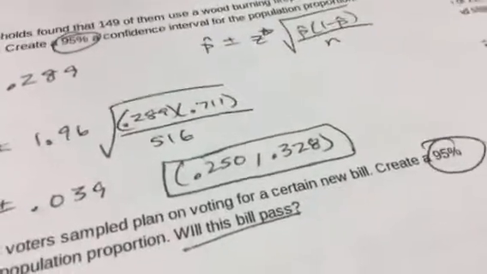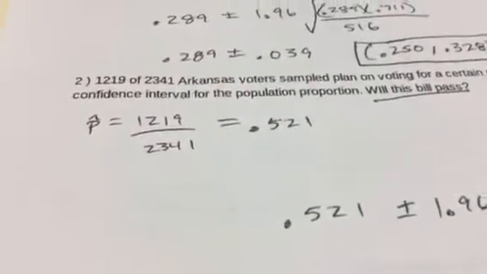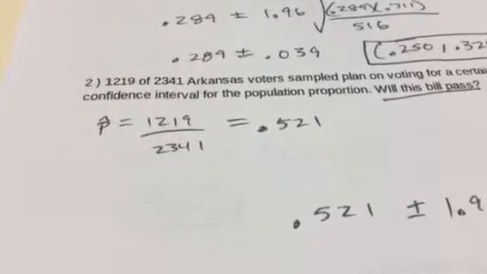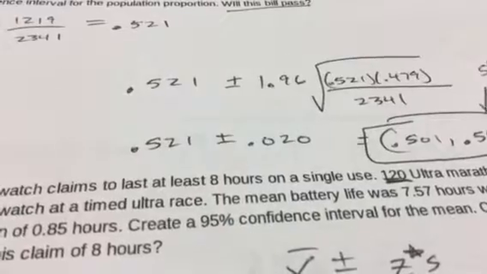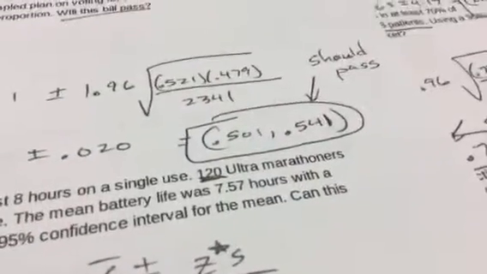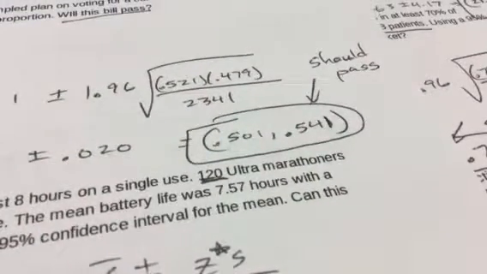That's your confidence interval. Okay, for the next one, there's your sample proportion. Plug that in. You get a margin of error of 0.20. Folks, because the lower bound is above 50%, this bill should pass. We should feel confident about it.